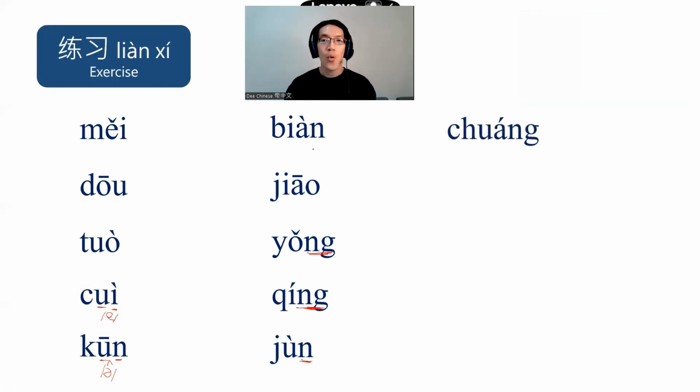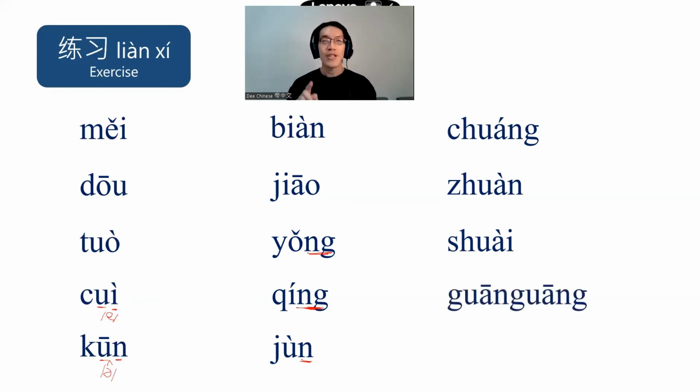This one should be 床. And the next one should be 转. And the next one should be 帅. And the next one, there are two syllables here.